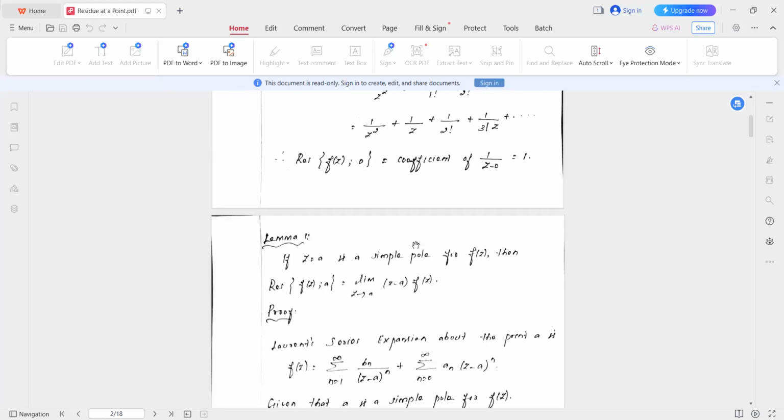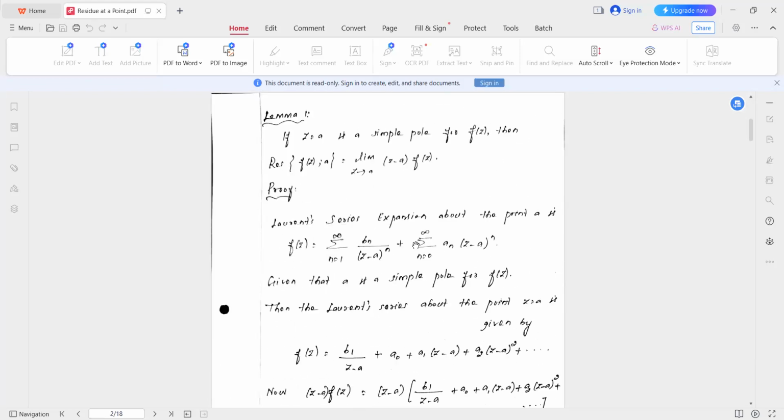Next, we have 4 lemmas to find the residue of the function at a point. If the point a is a simple pole, meaning a pole of order 1, then we have 3 formulas. If the point a is a pole of order greater than 1, we have 1 formula.